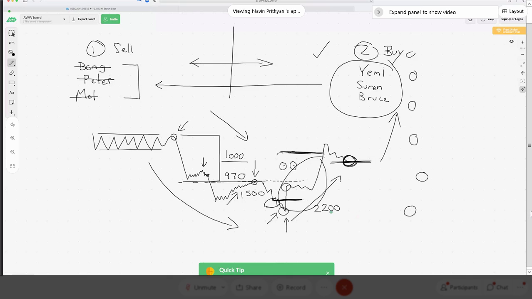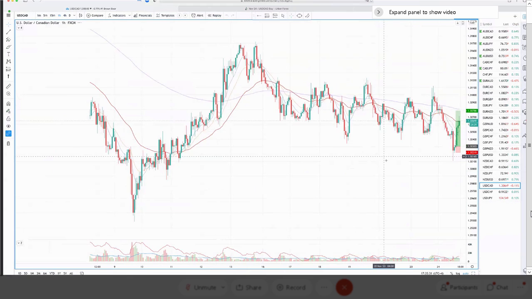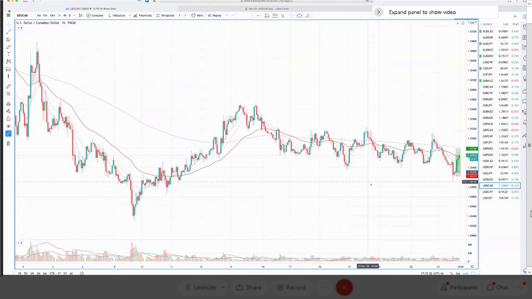I need you to know what I'm talking about here because I need you to know where the money is actually made. I'm going to take you to my USD CAD right now. I want to show you my USD CAD on the 4-hour chart. I'm going to show you where I bought from. I want you to tell me who in their right minds buys when the market is crashing.